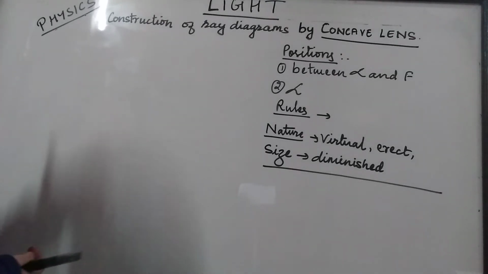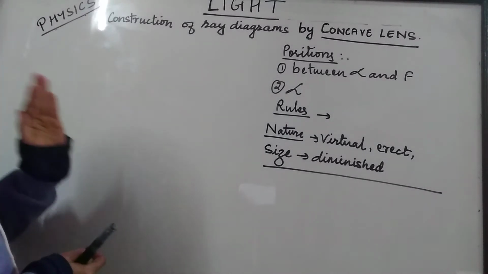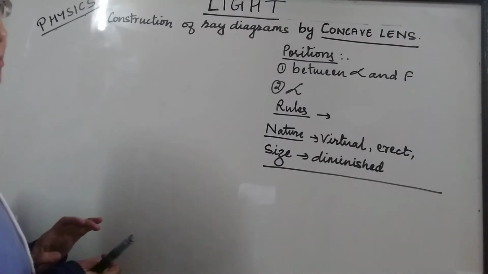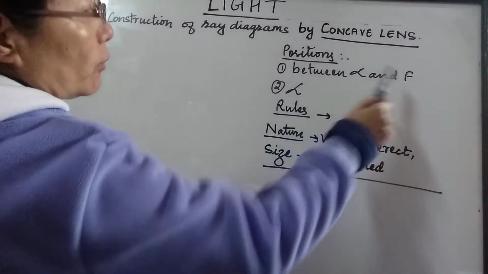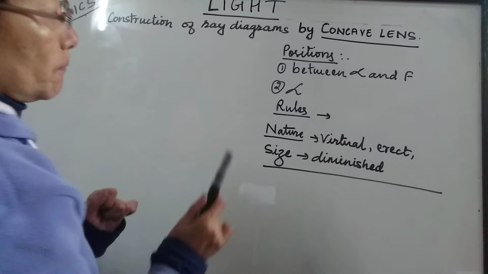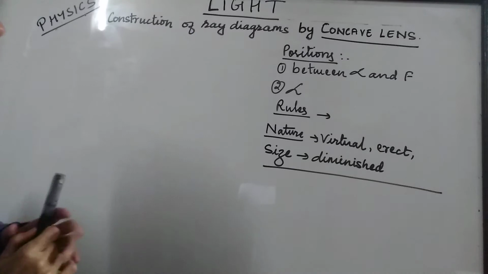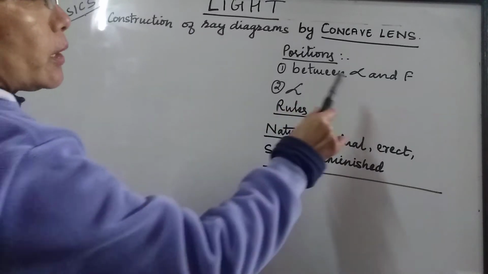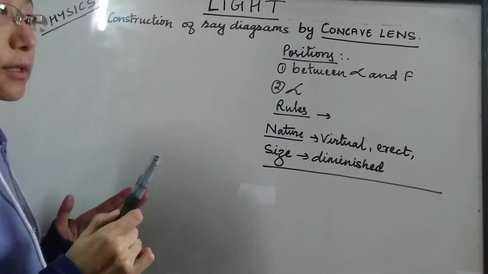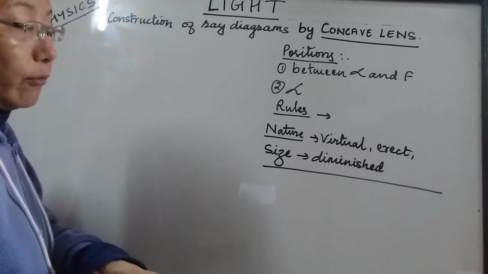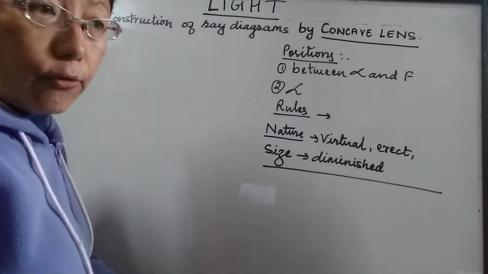We are going to construct ray diagrams for two positions by concave lens. The two positions are: the object kept anywhere between infinity and focus, and second, when the object is kept at infinity. When the object is between infinity and the focus, the image will be formed between focus and optical center, in front of focus. And when the object is at infinity, the image will be formed at focus.